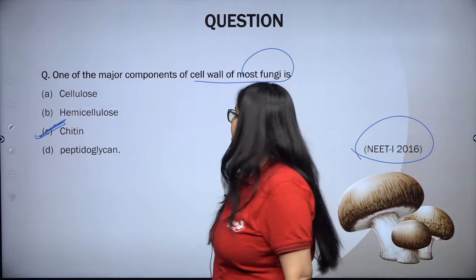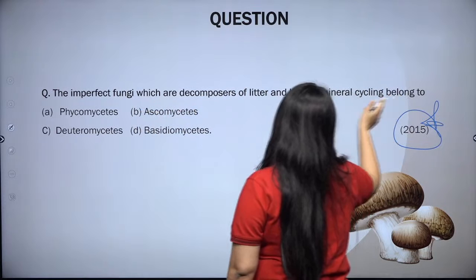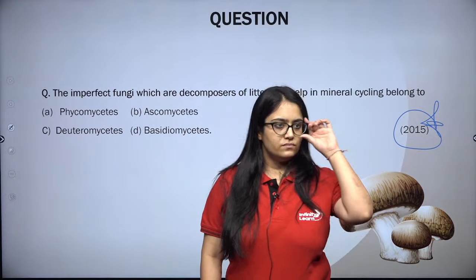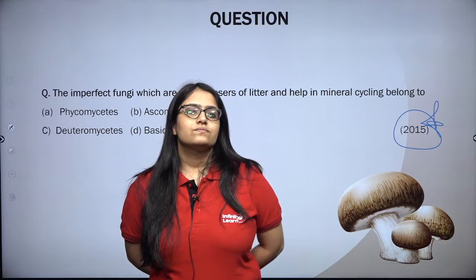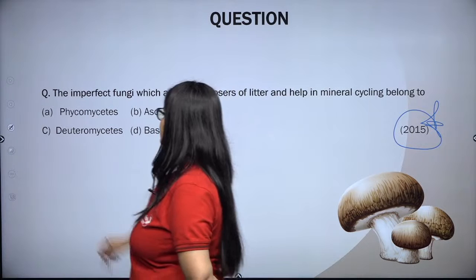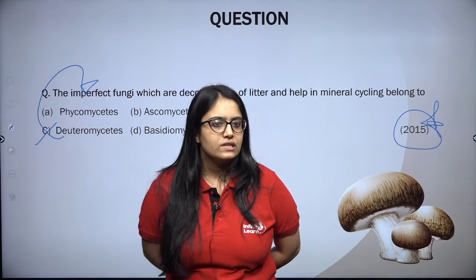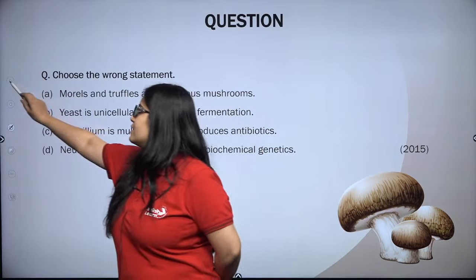Next question was asked in 2015. The imperfect fungi which are decomposers of litter and help in mineral recycling belong to? Yes, that's right. It's deuteromycetes. Members of deuteromycetes are known as fungi imperfecti because till date, a perfect stage of sexual reproduction has not been discovered in the members of fungi included under deuteromycetes. That is why they are known as imperfect fungi.